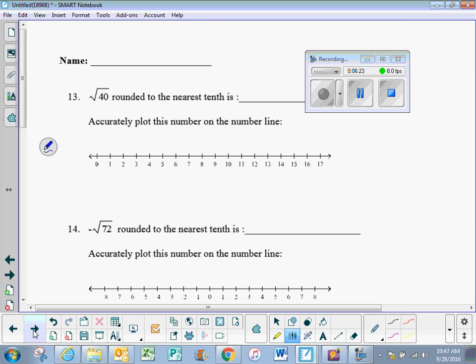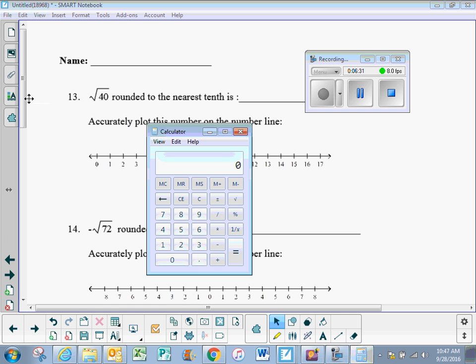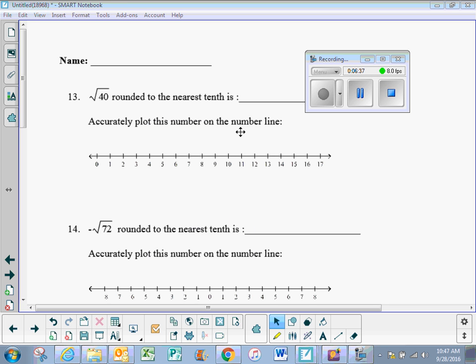Okay, 13. What is radical 40 rounded to the nearest tenth? Why not use my tools, like my calculator? 6.3. Some of you rounded wrong, believe it or not. So nearest tenth, 6.3. Where is that on the number line? That should have been the easiest problem on the quiz.